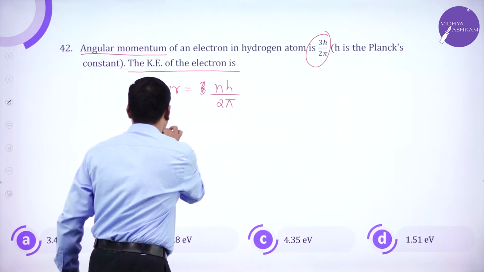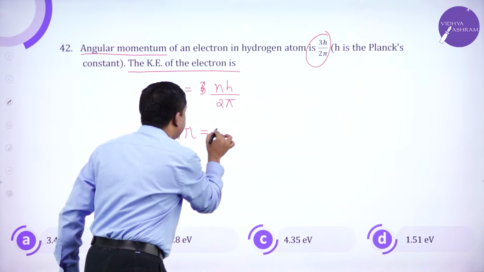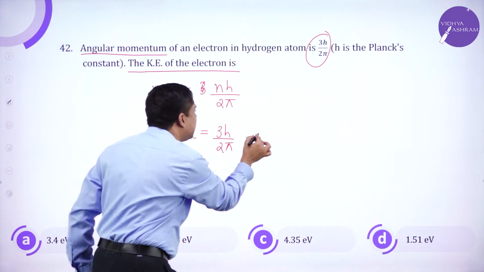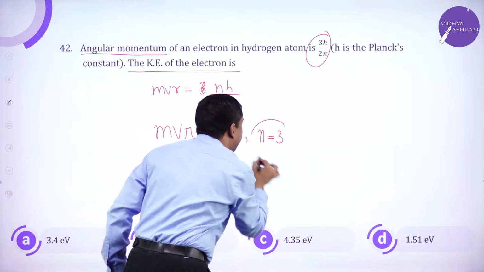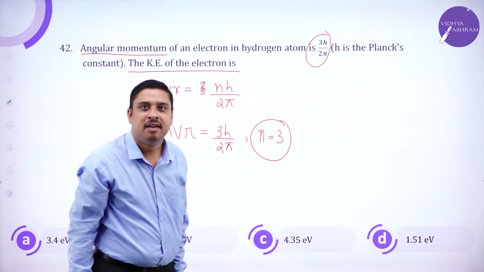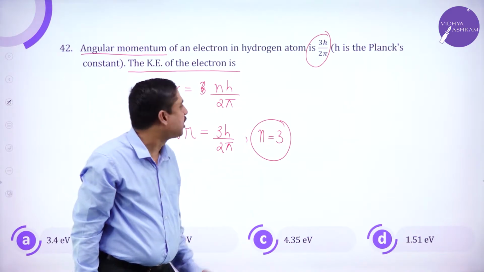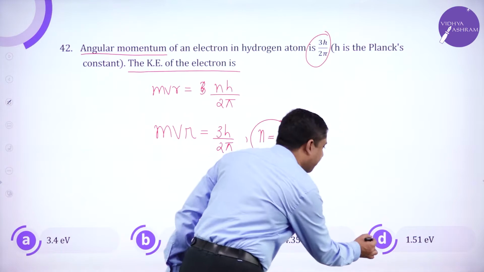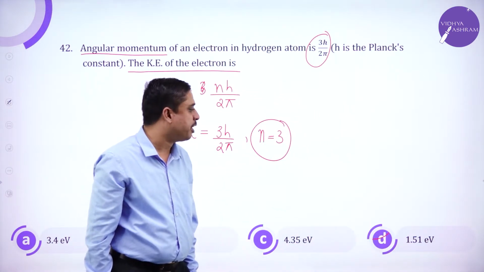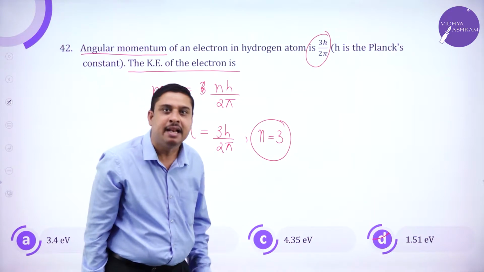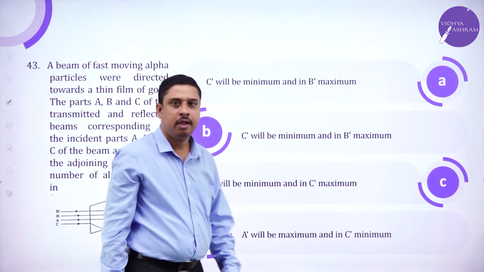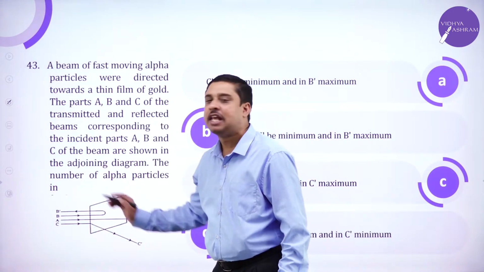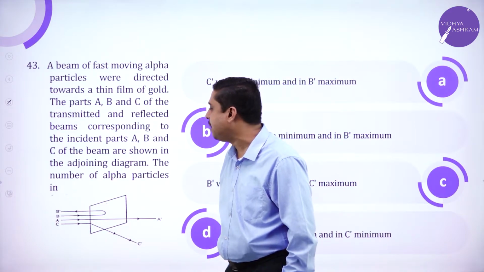What is given? mvr is 3h by 2 pi. On comparison, it means n is equal to 3. So the orbit number is 3. What is the kinetic energy of an electron in the third orbit? If you have studied your hydrogen spectrum, if n is 3, then the energy will be 1.51 electron volt.